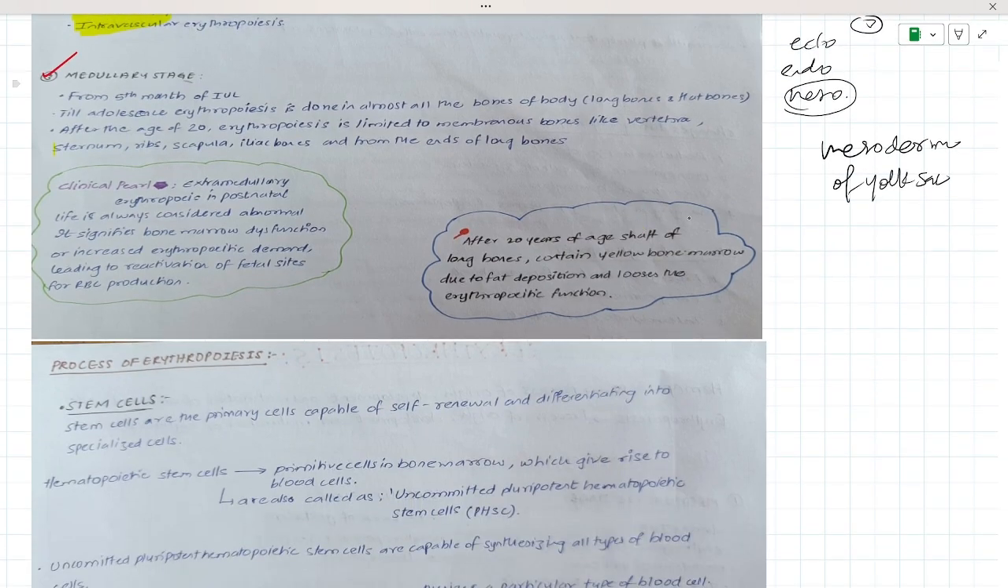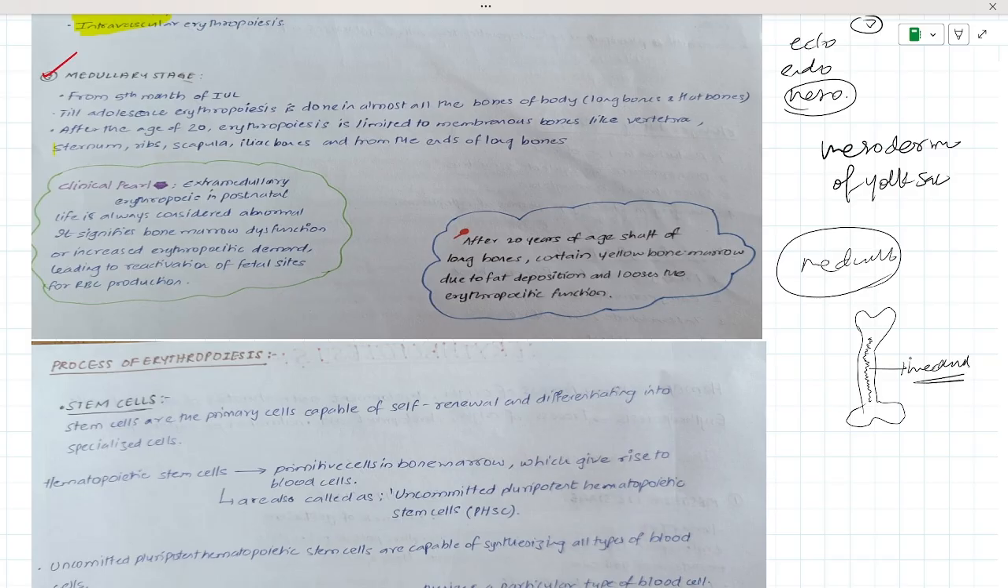Now we'll understand the medullary stage. First of all, what is this medulla? We are talking about the medullary stage, right? When we look at the anatomy of bone, it has a medulla inside, the medullary cavity. So this is the medulla inside the bone. In the medulla, erythropoiesis takes place. That is the medullary stage.